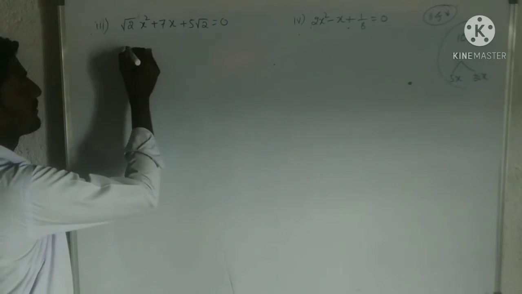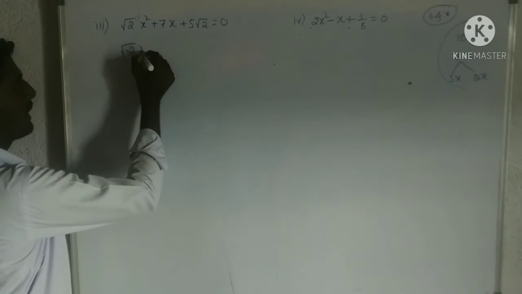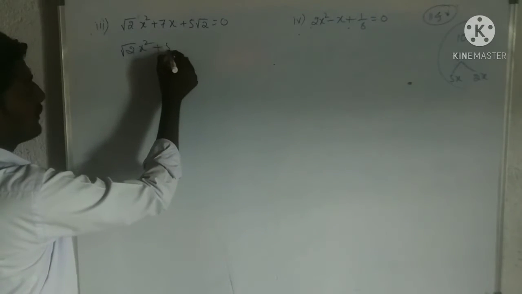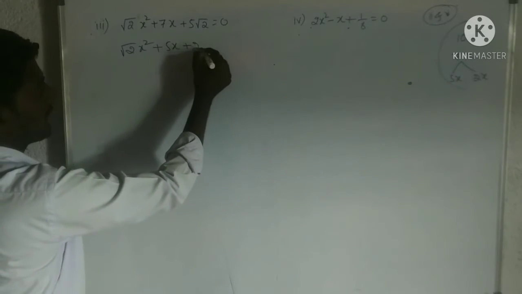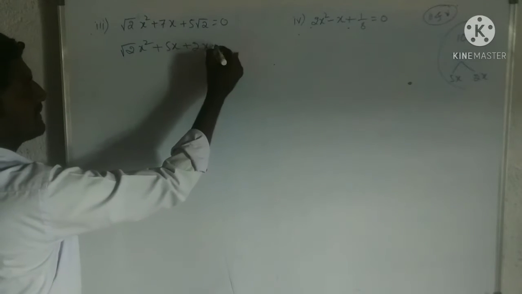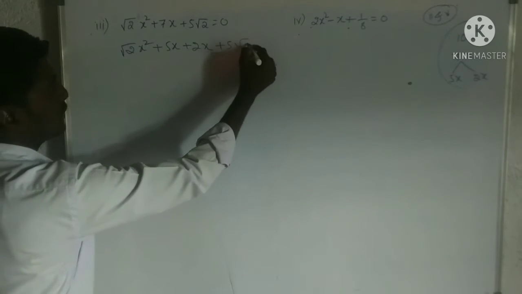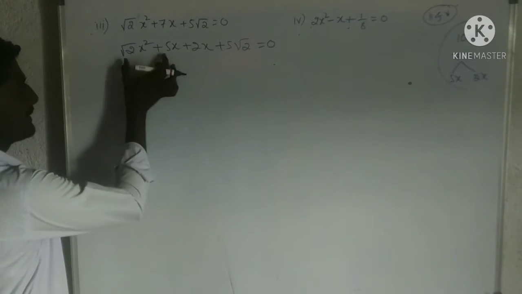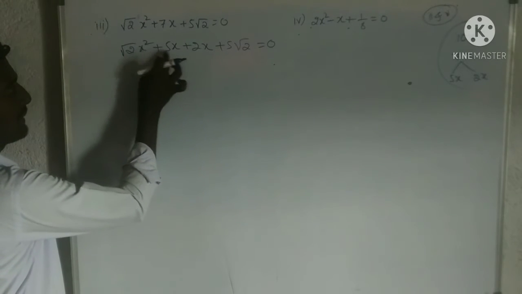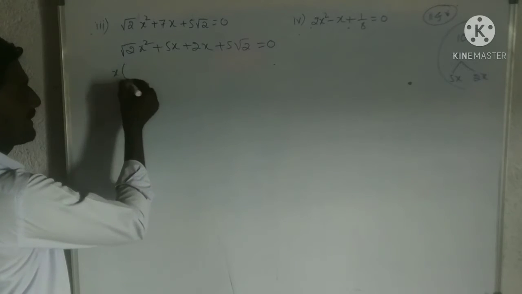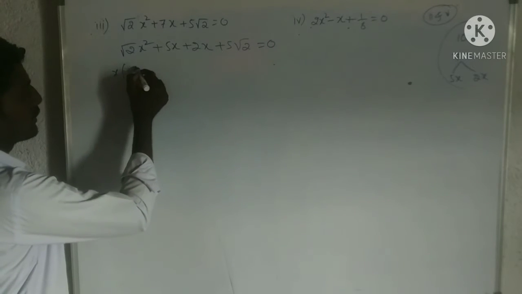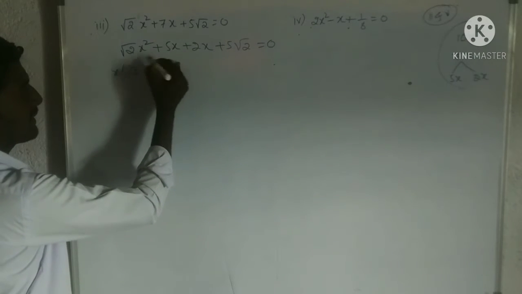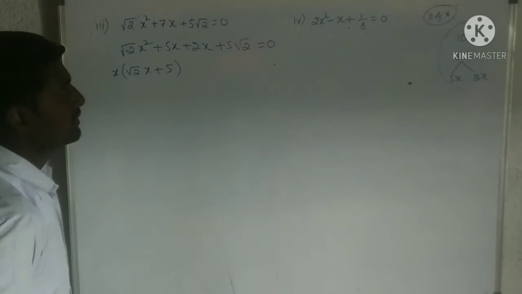There is nothing. Root 2x square, in place of 7x I can write plus 5x plus 2x. Then third term as it is plus 5 root 2 is equal to 0. Then in these two what I can take common? Common term is x only. Remaining is root 2x plus 5, x is taken outside.